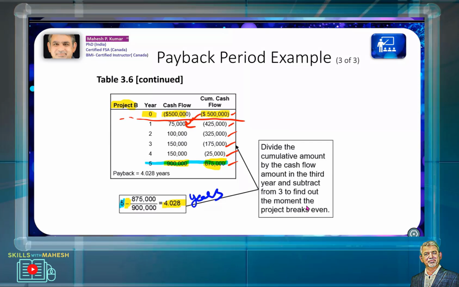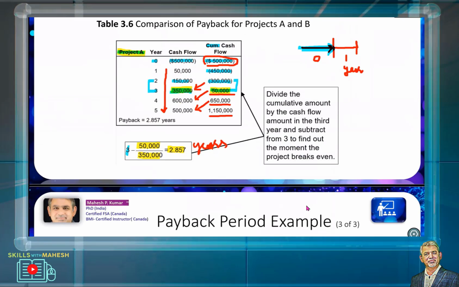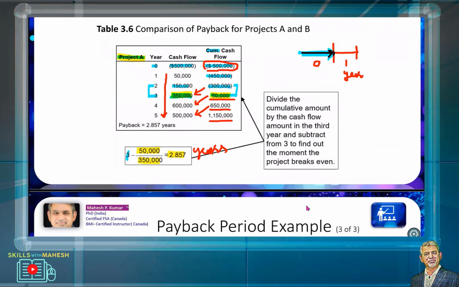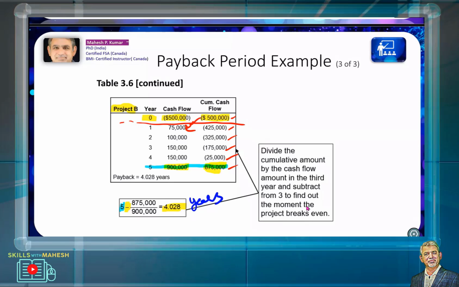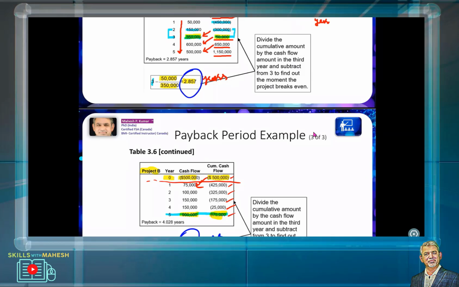Now you have got two projects. One is project A with a payback period of 2.857 years, and the second is project B with a payback period of 4.028 years. So that is the first method, the payback period.